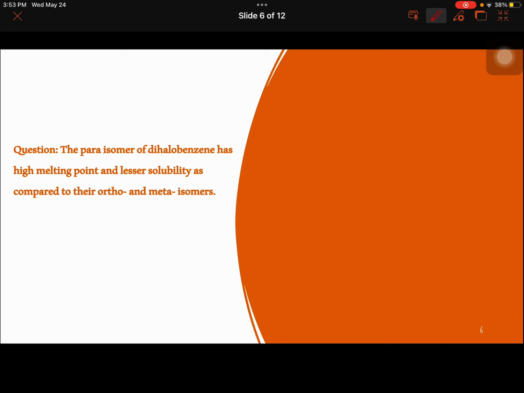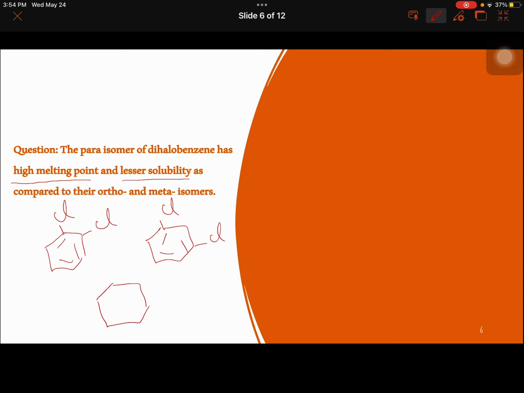Next question. The para-isomer of dihalobenzene has a high melting point and lesser solubility. See, the trend is opposite: the melting point is high, and here it is less soluble as compared to the ortho and meta isomers. They are talking about dihalobenzene. So you have benzene. If there is 1 chloro here, or any halogen, in general you can write X, this will be the ortho isomer. The next is the meta isomer, and this one is the para isomer.